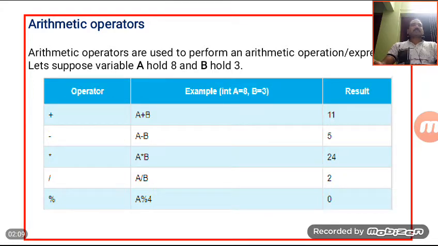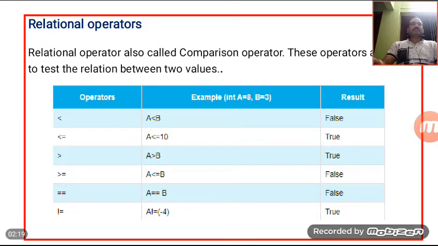The table shows different types of arithmetic operators with examples and their results. Next operator is the relational operator. Relational operator is also called comparison operator. These operators are used to test the relation between two values. It requires two operands. A relational expression returns 0 when the relation is false and a non-zero value when it is true. The table shows different types of relational operators with examples and their results.